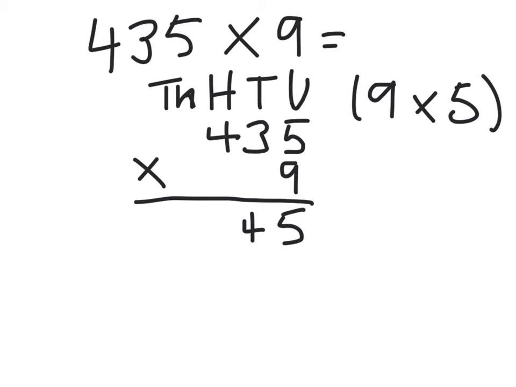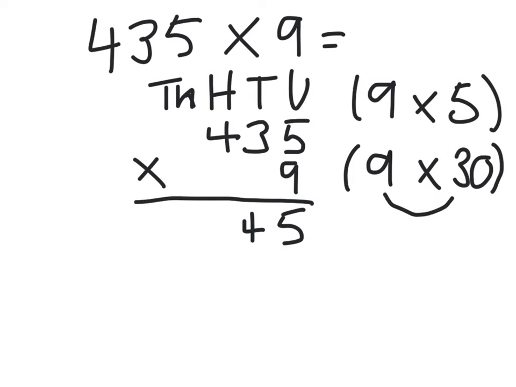In the tens column I've got 30, so I know in my head I need to do 9 times by 30. Now I know that 9 times 3 is 27, so if I make that 10 times bigger, I then know that 9 times 30 is 270.